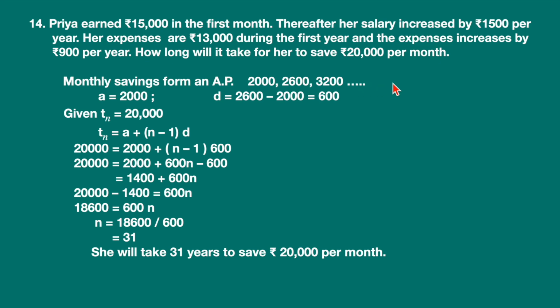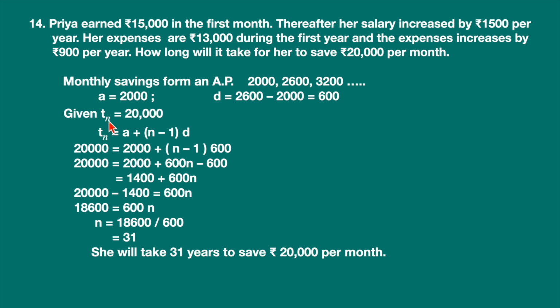So every year she is going to increase her savings, is it not? Her savings is increasing. But it will take many years for her to save 20,000 per month. She wants to save 20,000 per month. After how many years will she be able to save? That is the question. Okay, so this is an AP. You can see the arithmetic progression. This is A, 2,000. D, the common difference, 600. Tn, the nth term. We do not know n, but we know what will be her savings. That is 20,000.